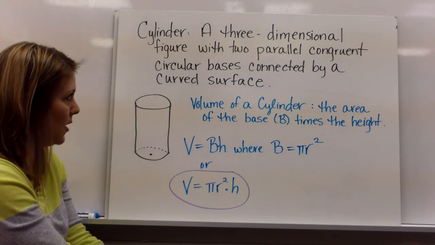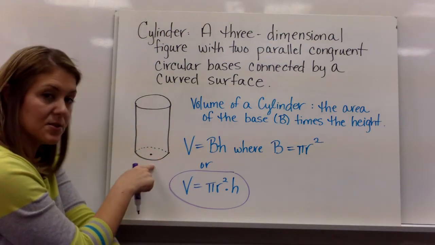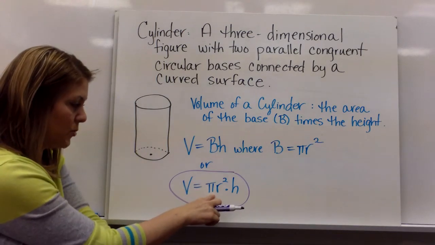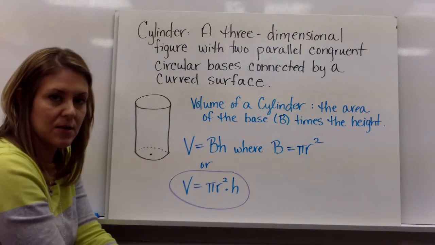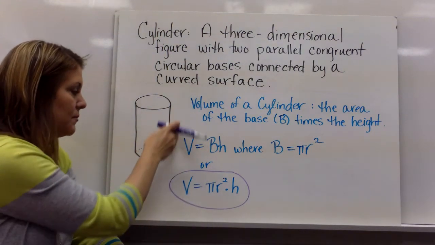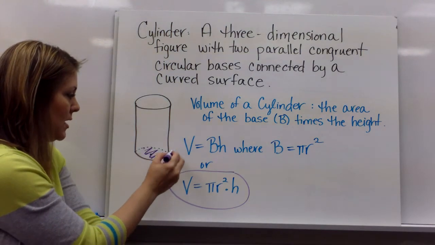To find the volume of a cylinder, you're going to find the area of the base. Your base is a circle, so pi r squared. And then you're going to multiply that by how high that figure goes, or the height of it. So area of the circle times the height.